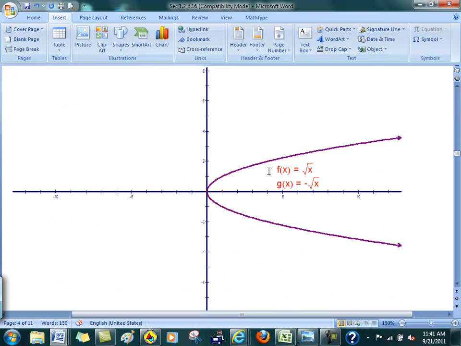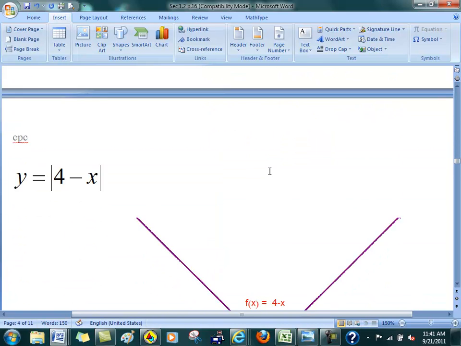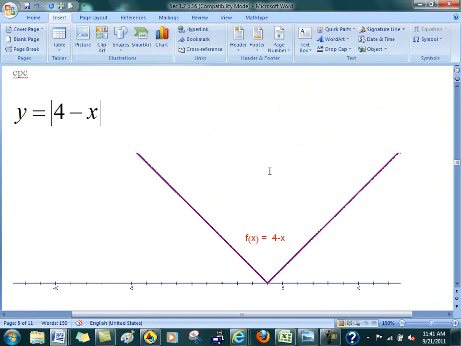Right, so here's the graph, and you can see that it doesn't pass the vertical line test. How about this guy? Is this a function? Why? Exactly, because if you were to draw a vertical line anywhere, it's going to cross the graph at only one place. Therefore, it's a function. So everybody all right on this? Okay.